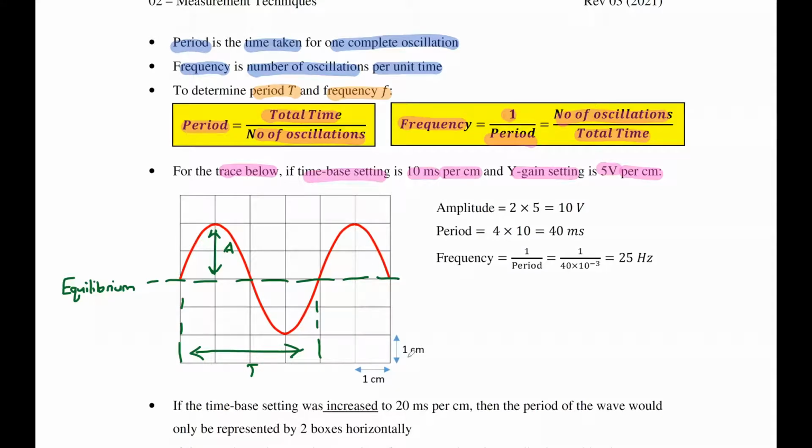Notice that the box here measures 1 centimeter by 1 centimeter. So the amplitude occupies 2 boxes, giving us 2 centimeters, whereas the period occupies 4 boxes, giving us 4 centimeters. To find the amplitude, it will be equal to 2 centimeters multiplied by 5 volts per centimeter, giving us 10 volts, whereas the period will be equal to 4 centimeters multiplied by 10 milliseconds per centimeter, giving us 40 milliseconds. Lastly, to find the frequency, it is the reciprocal of the period. We change the milliseconds to seconds, giving us 1 over 40 times 10 to the power minus 3. The final answer would be 25 Hertz.